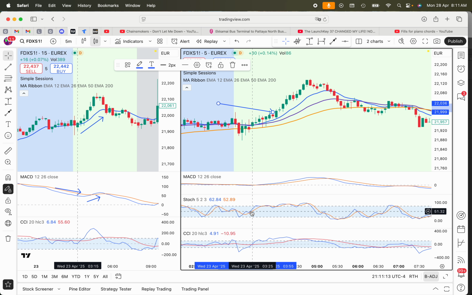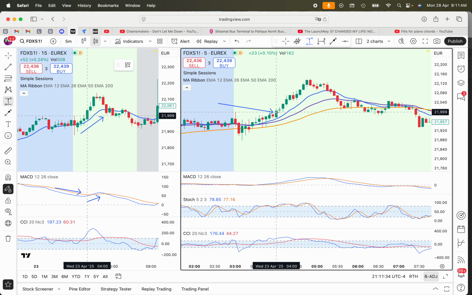So the K line is the blue line on the stochastic, and this orange line is the D line. That's just a smoother moving average of the K line. And you can see here the K line just pulled back under. I'd be thinking, you know what? If that turns back up, I'm going to enter. And that's exactly what you do. You would enter as soon as that turns back up, and you just jump in and you hold on for as long as you can.